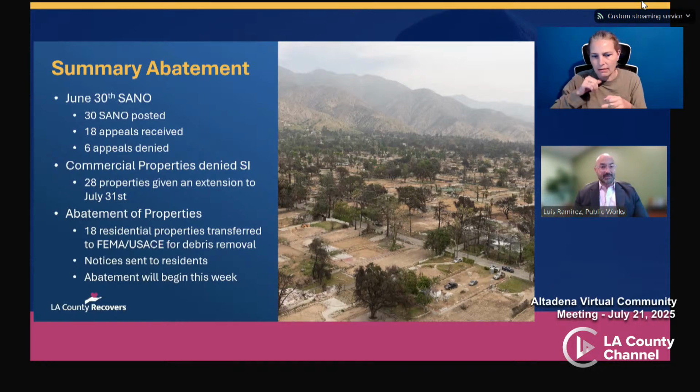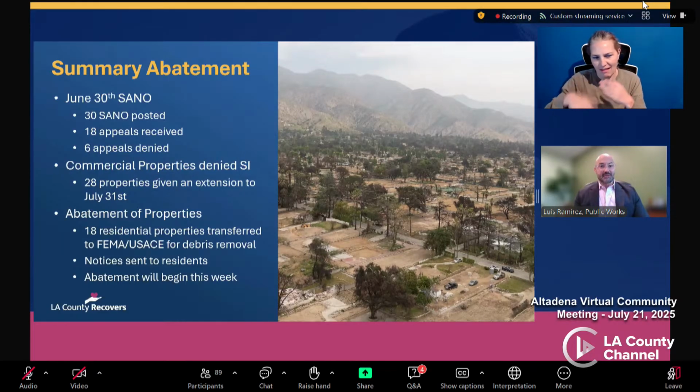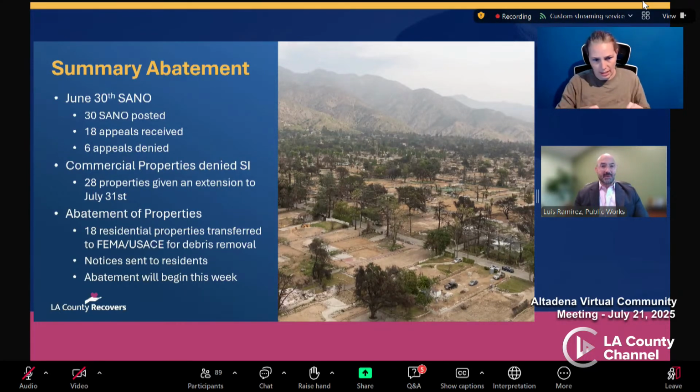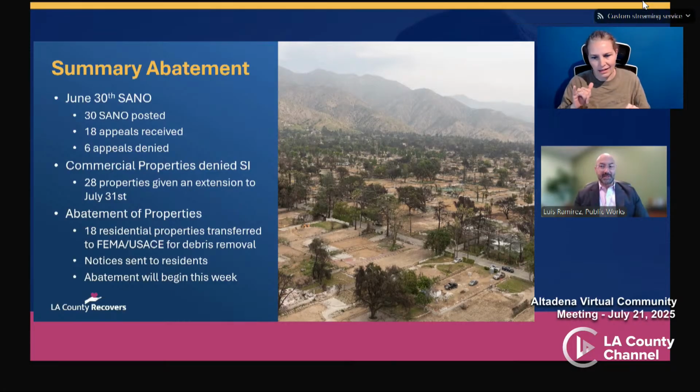We posted summary abatement orders and notices at the end of the month. Out of those, 18 appeals were received and 6 were denied. Most of those denials were because work was in progress and the appeal was denied due to the fact that folks had missed the June 30th deadline.